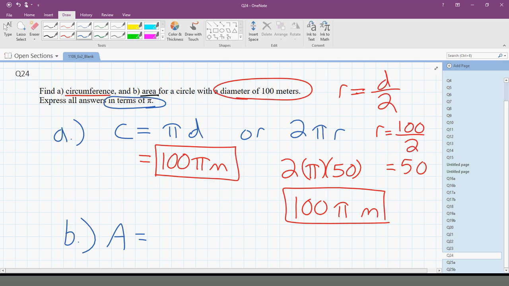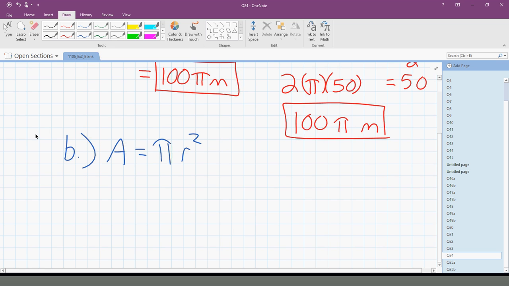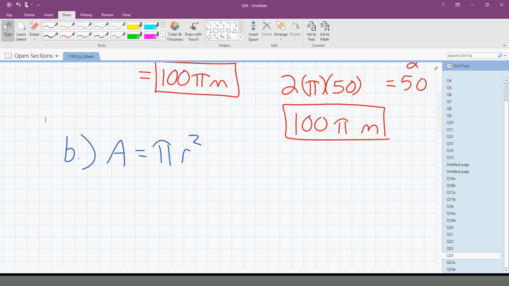It's 100 meters. No, area of a circle. It's a formula. All right. Area of a circle, pi r squared. Pi r squared is our area formula for a circle. So all we have to do is plug in our radius and figure out what the answer is, which we just figured out, our radius.